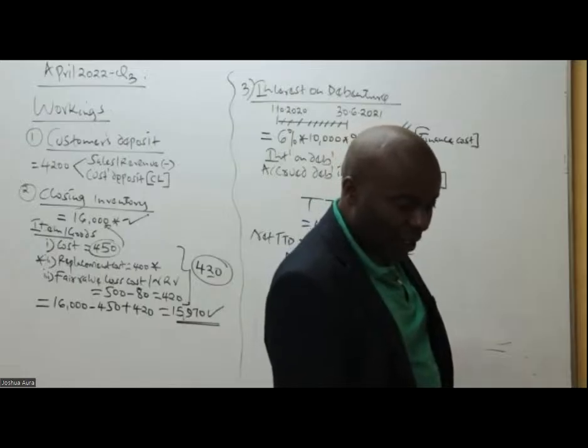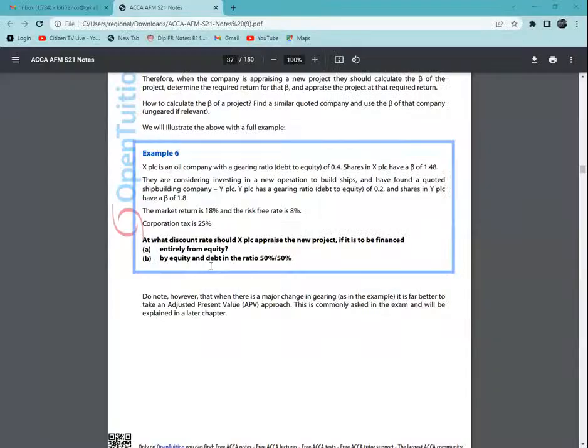So we are now aware that the relevant beta is the beta of the new industry. We are told that they are considering investing in a new operation to build ships, and have found a quoted shipbuilding company. The market return is 18% and the risk-free rate is 8%.